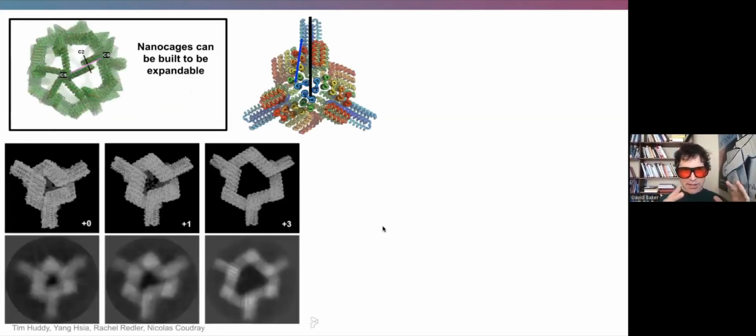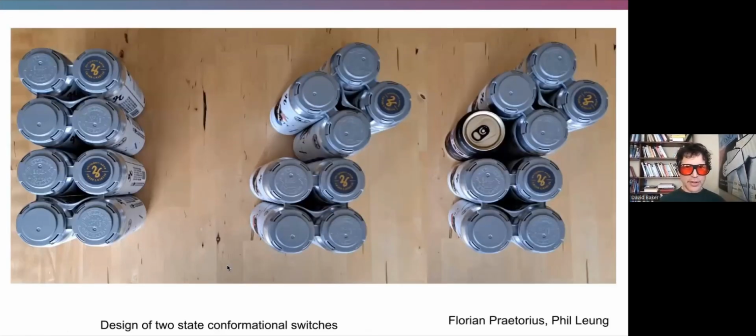And this extends to 3 dimensions. So we can make cage-like structures, like this is an icosahedron, where the arms are built out of these straight extensible proteins. Then we can just expand them, and this just shows some experimental data on one of these cages, showing that we can systematically expand the structure.